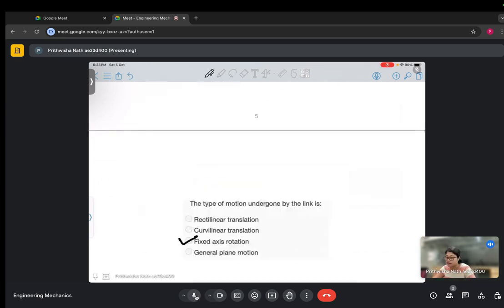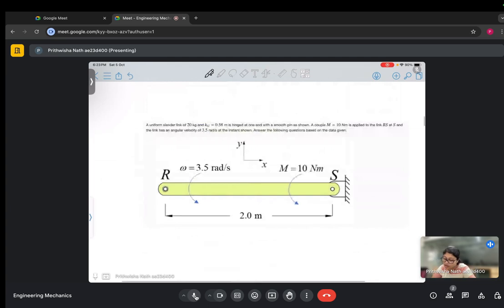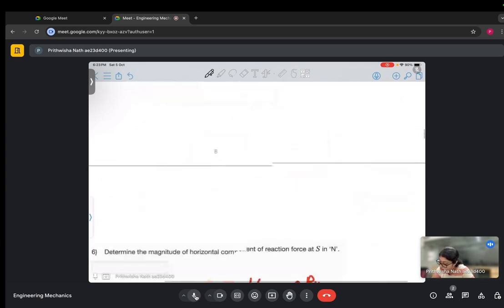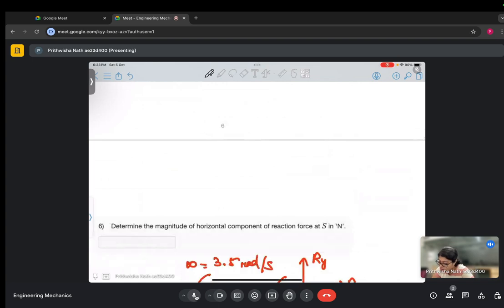We can see that it is hinged at the end S, right? So it's nothing but fixed axis rotation. And the next question is, determine the magnitude of horizontal component of reaction force at S. So we just need to find out Rx.